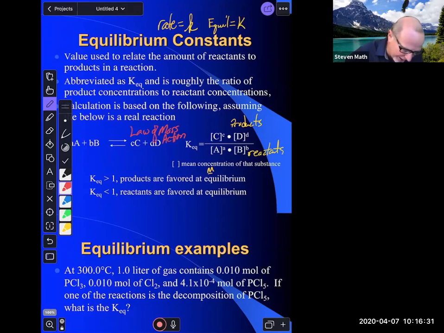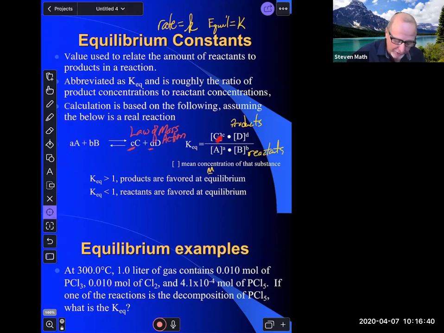And in this case, unlike rates, these coefficients of C's and D's, that lowercase c does become an exponent now. So these are real important, and we're going to do calculations with them in a minute. Just remember products over reactants and use your coefficients. Big deal, we do a calculation, and what does this mean? Well, it means a lot.